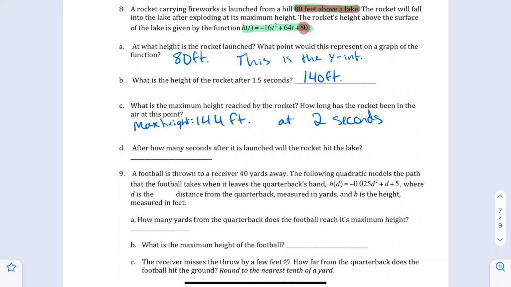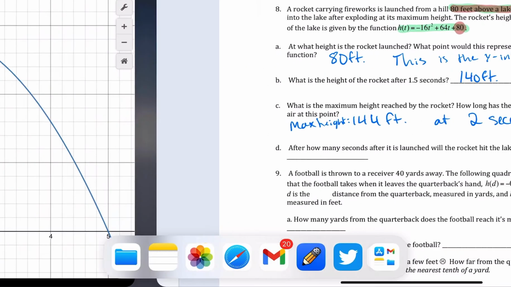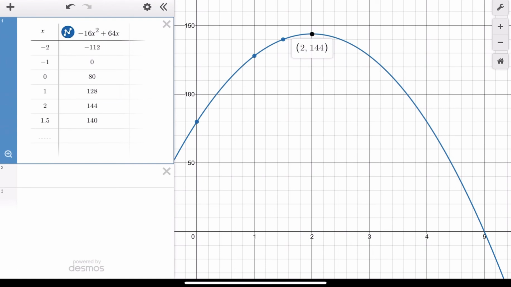Because again, it asked what's the height and how long has the rocket been in the air at that point. The last question it wants is after how many seconds will it hit the lake? Well, let's look at our graph. And I launched it from 80 feet. It reached a maximum height. And I hit the lake all the way at time t is 5. Because again, I started out 80 feet above the lake. So the rocket will hit the lake after 5 seconds have passed.